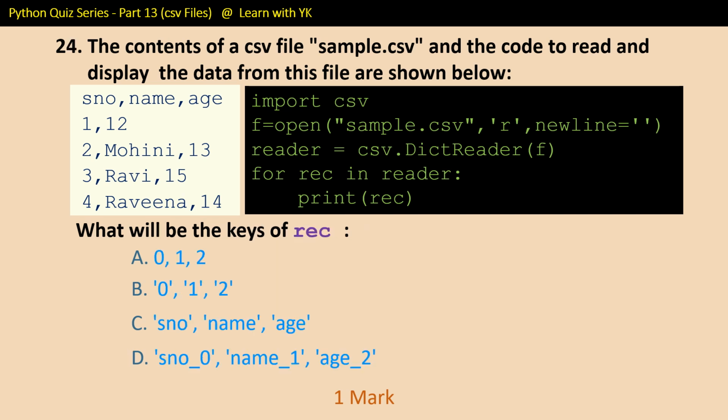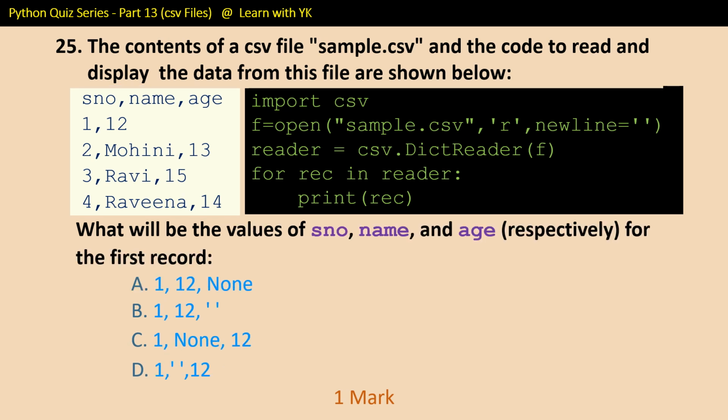Question number 24. The contents of a CSV file sample.csv and the code to read and display the data from this file are shown below. What will be the keys of rec? In the previous question we saw that rec will be a dictionary. Now what will be its keys? And the correct answer is option C. The keys will be serial number, name and age. These will be taken from the first line of the file.